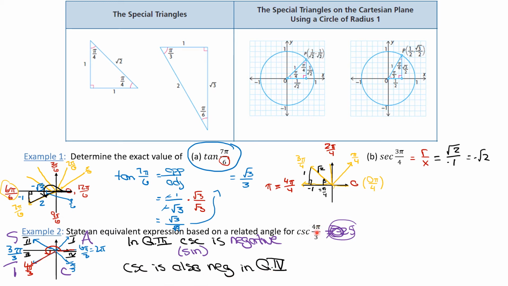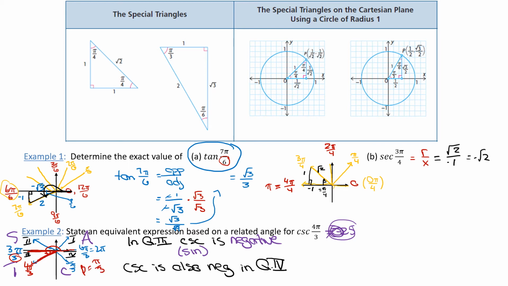So I look at my 4 pi over 3. My related acute, what was my related acute here? My beta angle right here in the corner, at the vertex of the origin. That's my related acute, that's the beta angle. What does that measure? That's just the denominator. That's a third. It's going to be pi over 3. So my beta angle is pi over 3.